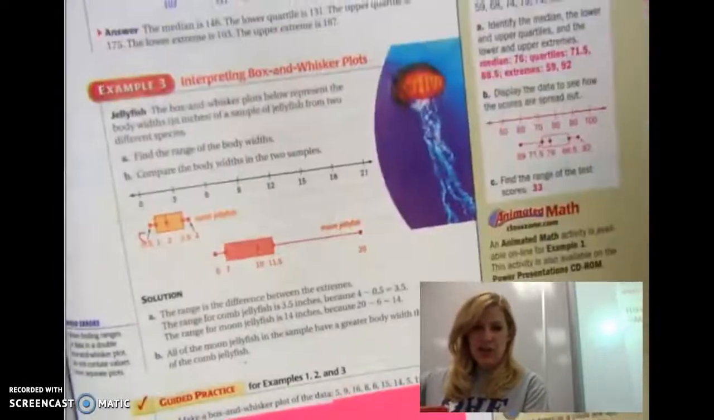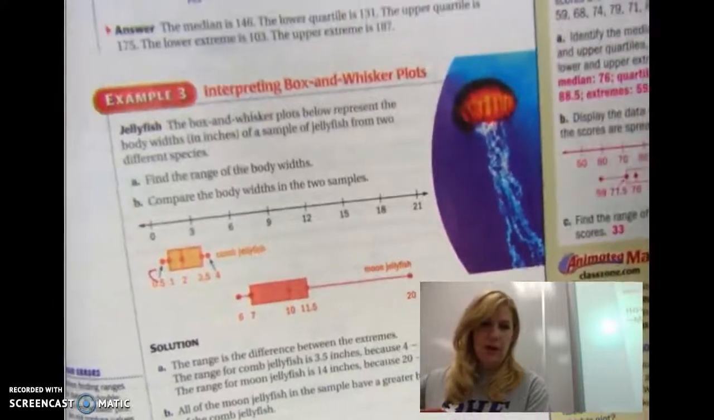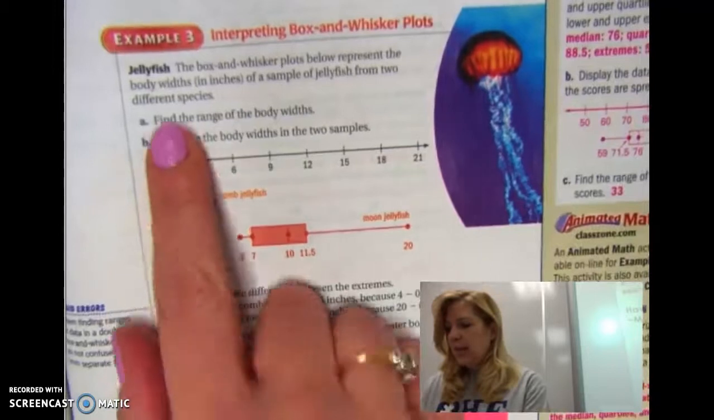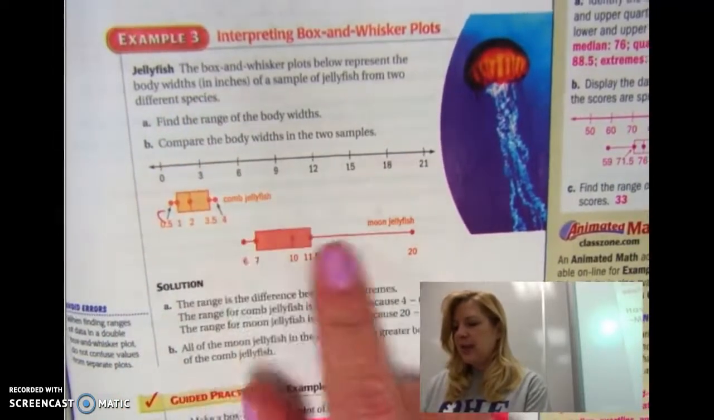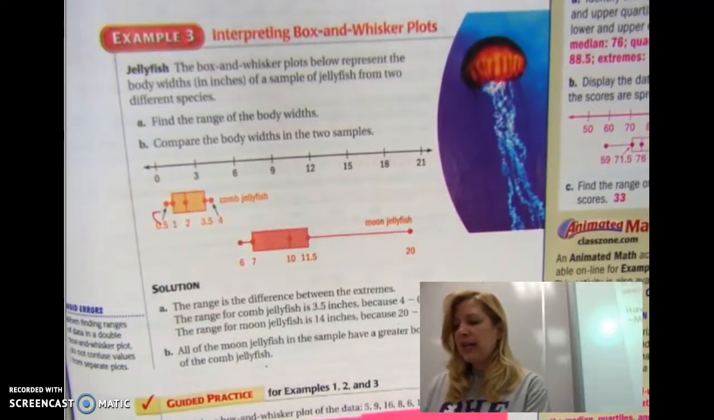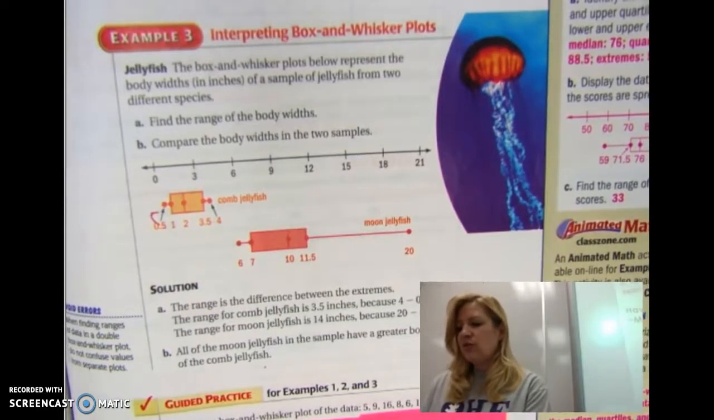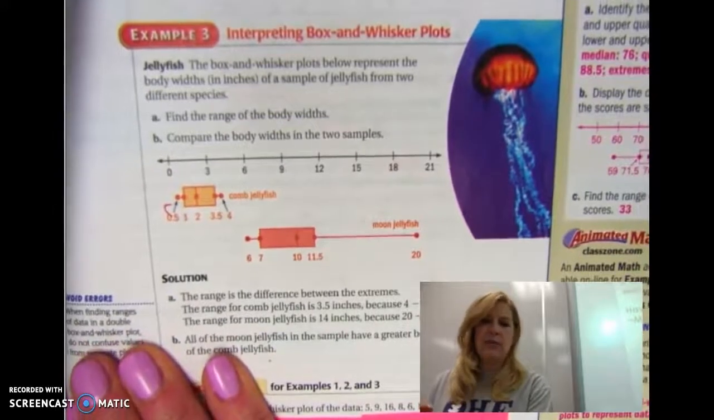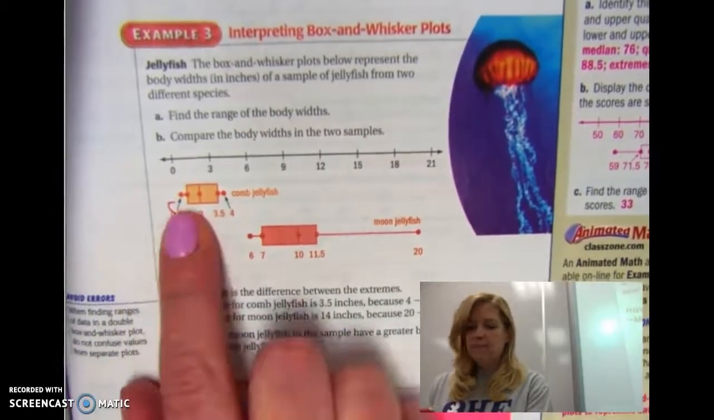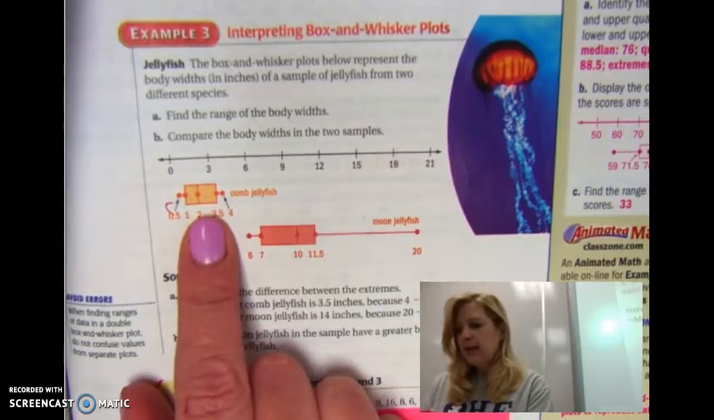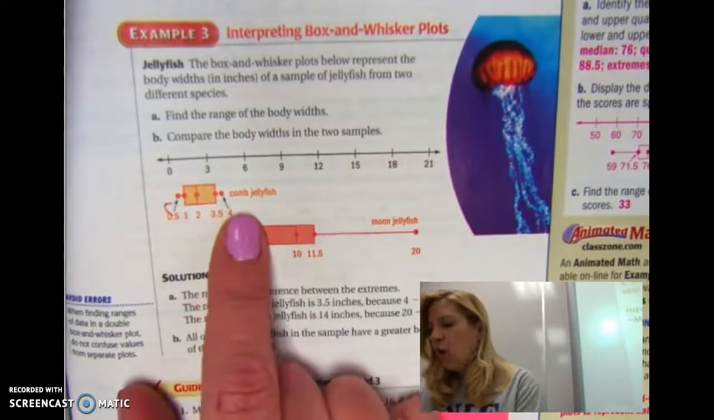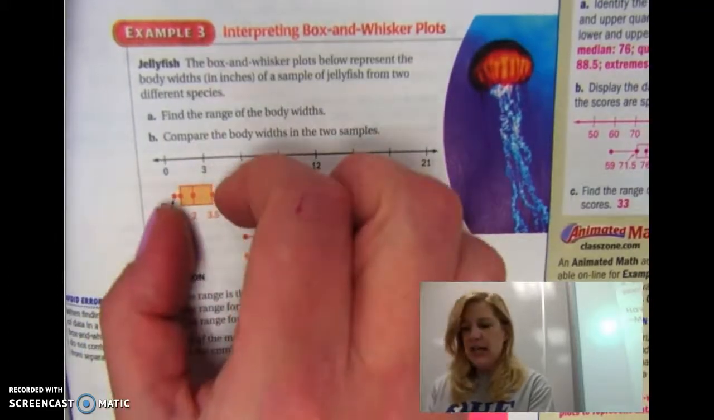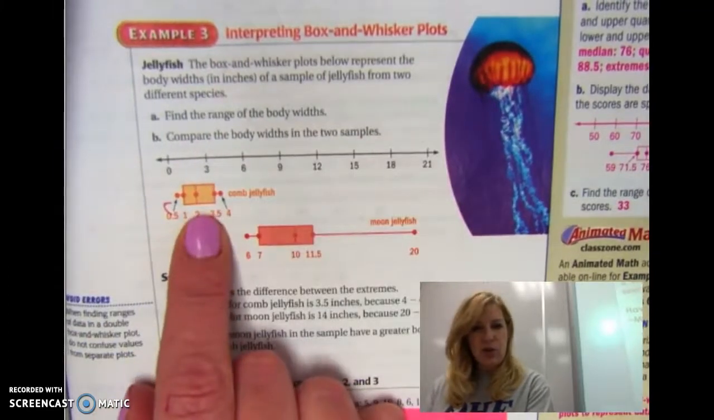So now we have a jellyfish example. You can understand why I didn't want to try to draw this, because the picture is way cooler. The box and whisker plots down here represent the body widths in inches of sample jellyfish from 2 different species of jellyfish. And this is why this can be a really cool thing to look at. So if we look at the comb jellyfish, look at how all the data is all nice and tidy in this little tiny box and whisker plot.